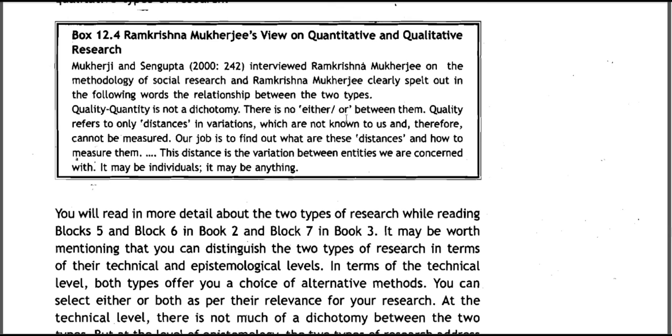There is no either or between them. Quality refers to only distances in variations which are not known to us and therefore cannot be measured. Our job is to find out what are these distances and how to measure them. This distance is the variation between entities we are concerned with. It may be individuals, it may be anything.